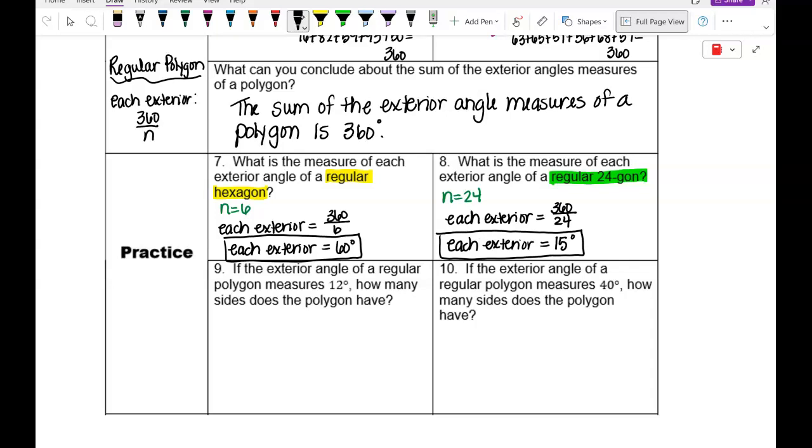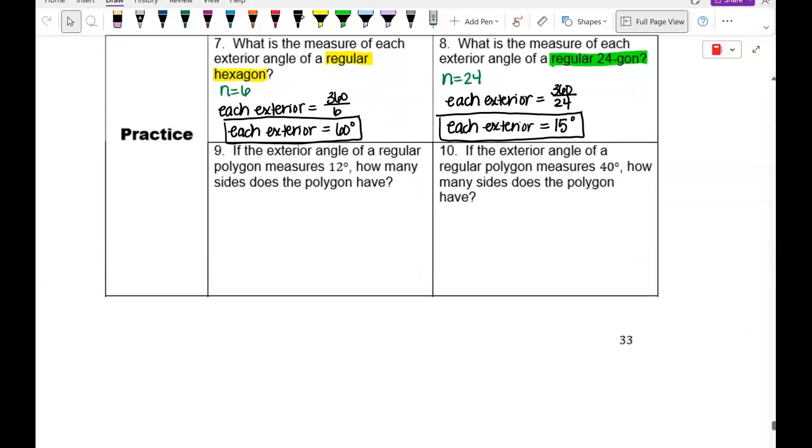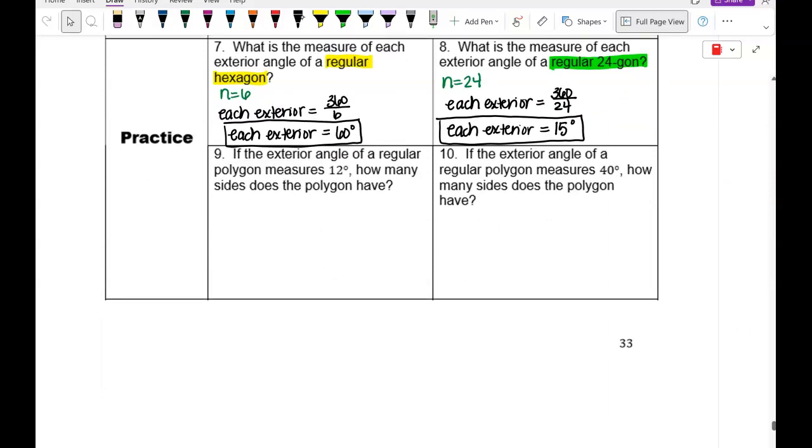And that makes sense because as the figure gets bigger, the interior angles are going to have to get bigger, which means the angles outside are going to have to be smaller to accommodate that bigger angle inside. So it makes sense: at 6 sides we had 60 degrees outside. At 24 sides we have 15 degrees outside.